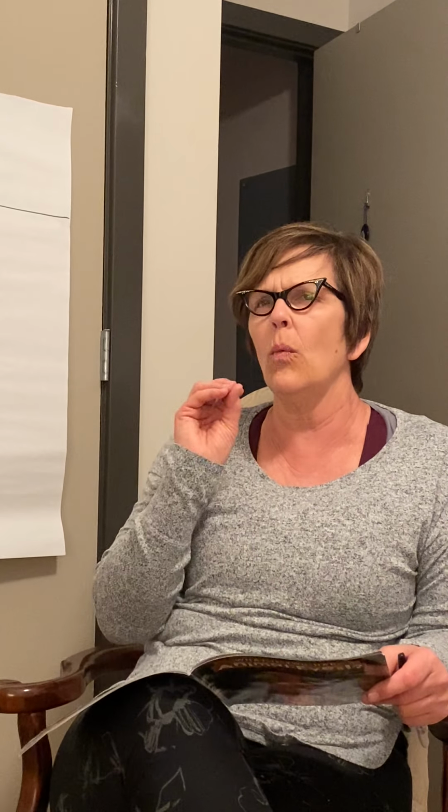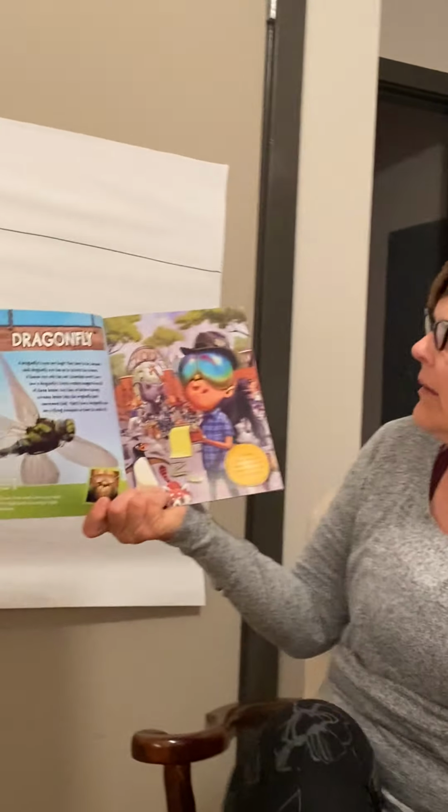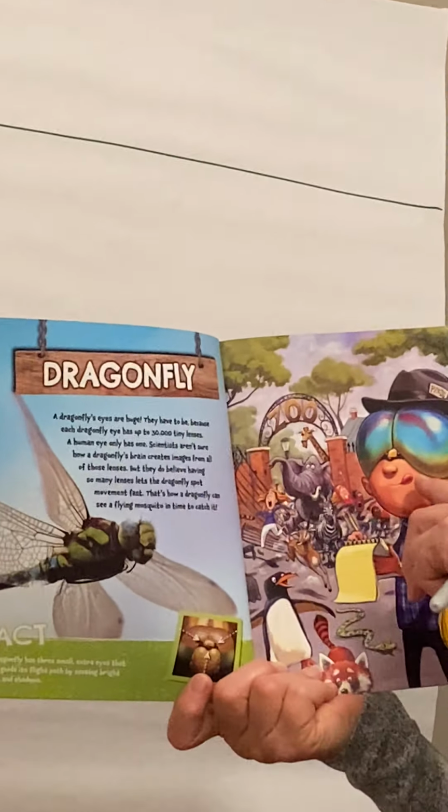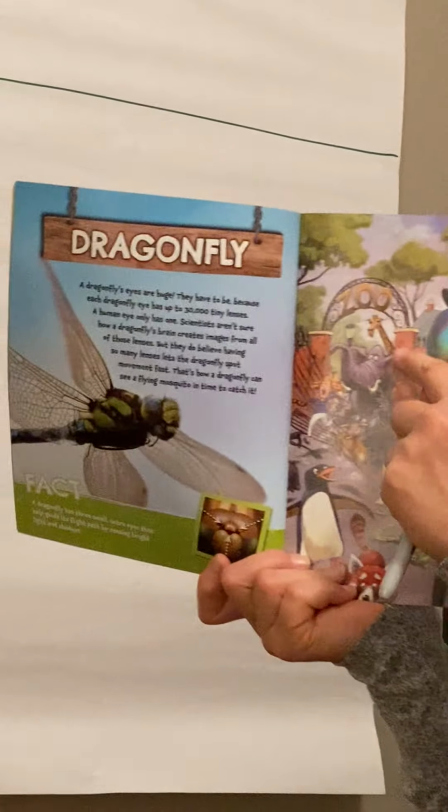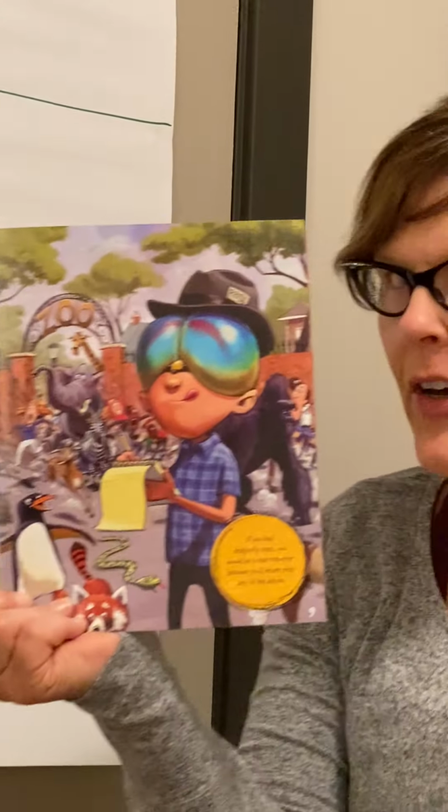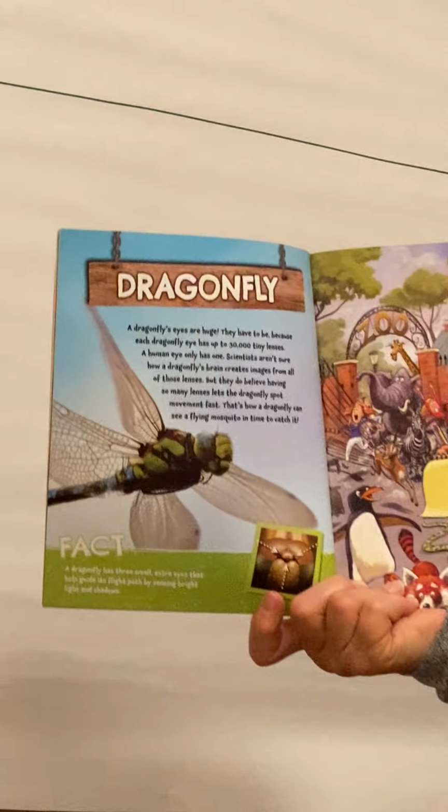So let's read our little paragraph or two about a dragonfly. We're going to figure out the keywords that are going to help us figure out, what is the main idea of this? Dragonfly. Love this picture, by the way. And look, this human being has dragonfly lenses. Clever. Love it. Dragonfly. A dragonfly's eyes are huge.